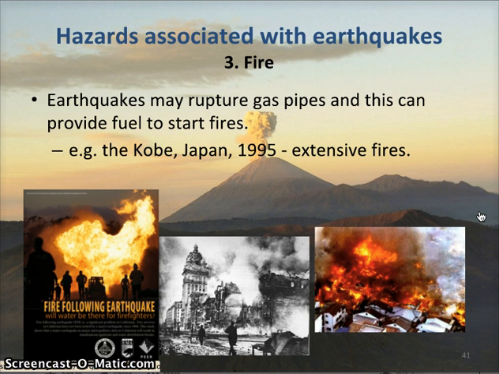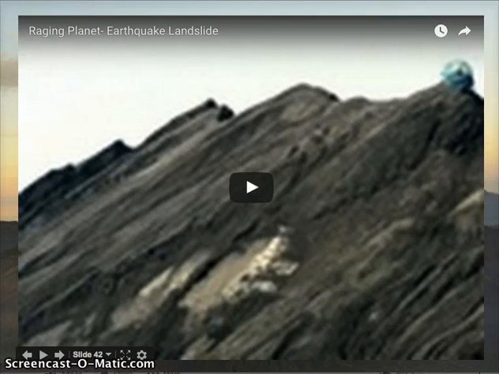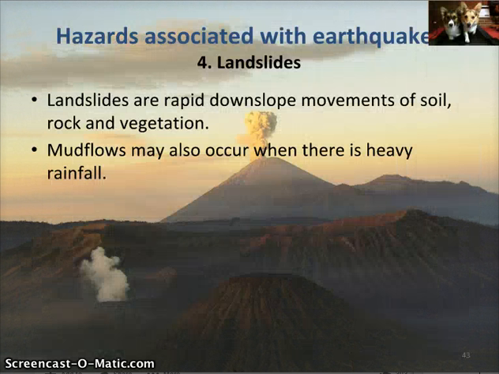If you remember in the video on the tsunami, which you should watch on your own, you see that fires start to erupt. This can happen quite often. This is the 1906 San Francisco earthquake, and this is the Kobe, and this is in California. So this actually is a very common phenomenon. Now, landslides can also happen because of earthquakes, so you have to watch this on your own again.